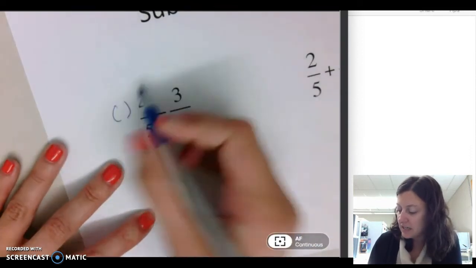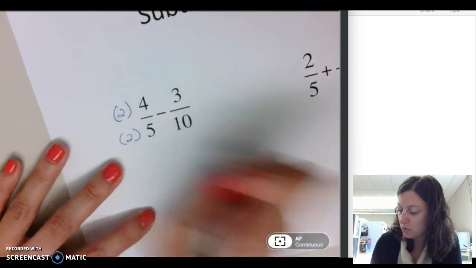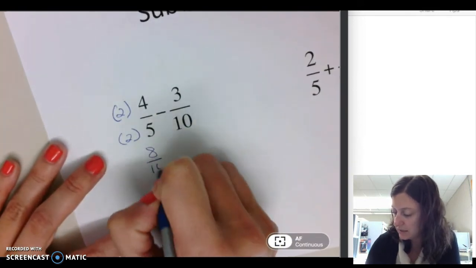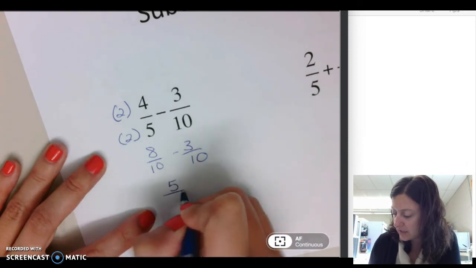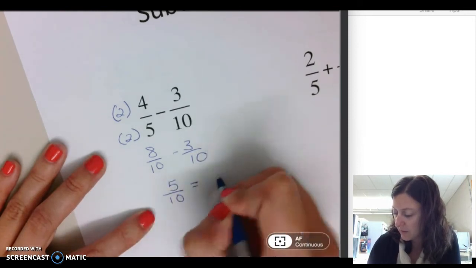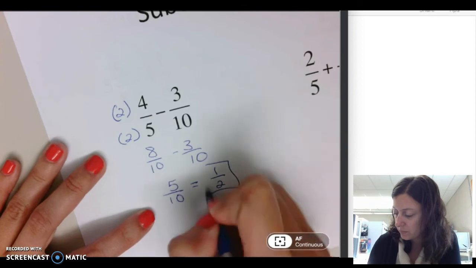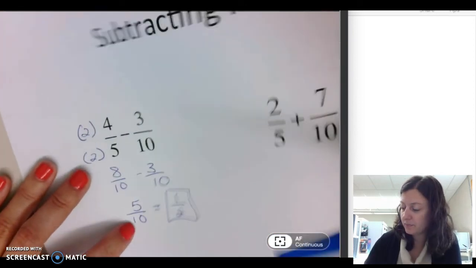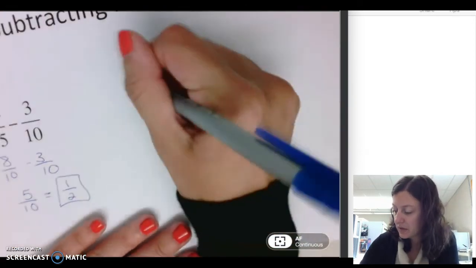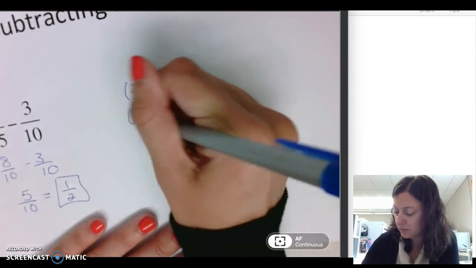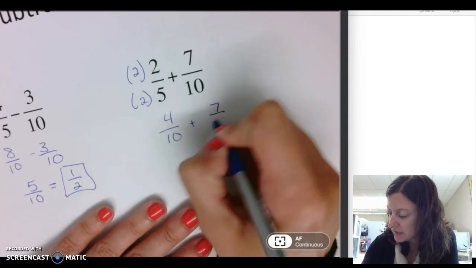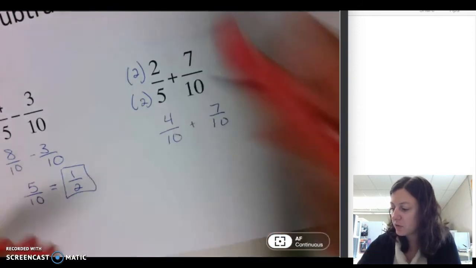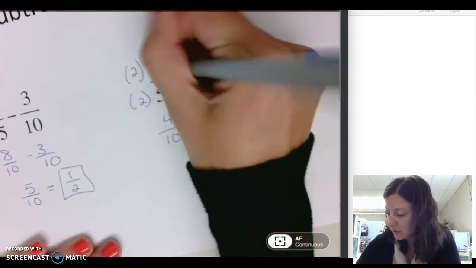Okay, subtracting fractions. Common denominator would be 10, so let's multiply this by 2 over 2. 8/10 minus 3/10 is 5/10, which we know is the same as 1/2. Easy peasy, right? Well, how come I made these both this? Oh, easier than doing anything else. 4/10 plus 7/10. Oh, that's the exact same problem as before. Let's make this minus. Boom.